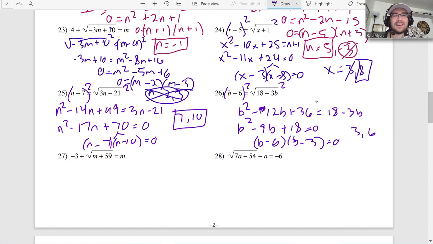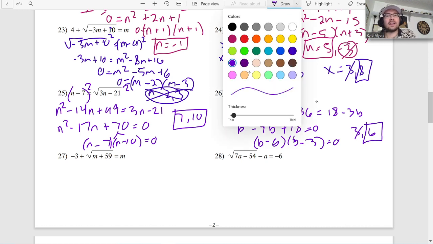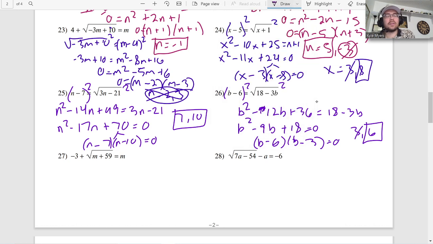If I do 3 minus 6, that's negative, so that's not going to work. If I do 6 minus 6, that's 0, and that's fine because on the right-hand side it looks like I get 0 as well. All right, and rounding off the last two, here we go.